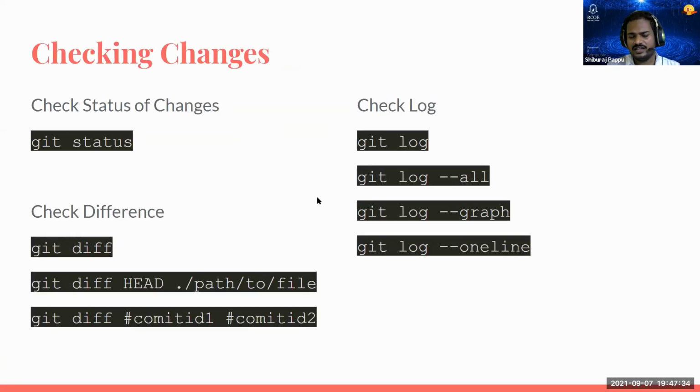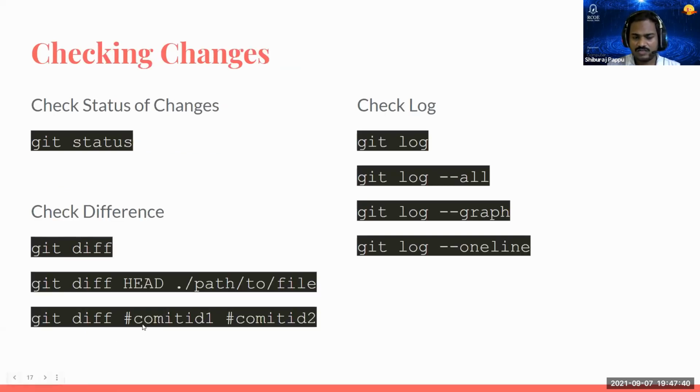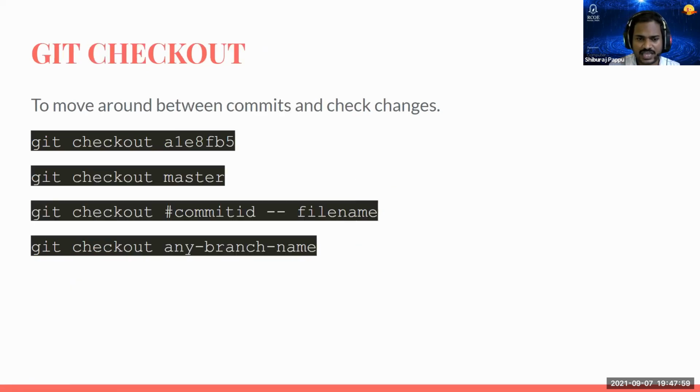Okay, so till here we have seen. Now let's move on to the next part. There is one more option also. In git diff you can give two commit IDs. If you give two commit IDs, then the difference between both of them will be shown. Like that you can find out what is the difference between any of the commits.